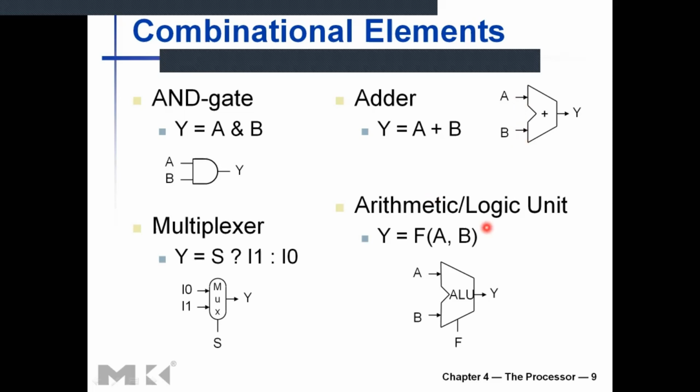Then ALUs, where you may not just do the add operation, you have other operations as well: subtract, logic operations like AND, OR, exclusive OR, multiply, divide, and all kinds of different things. So the output Y is a function of A and B inputs, and the function needs to be supplied from outside to pick what function should be applied on the inputs A and B. Right, so those are combinational elements.